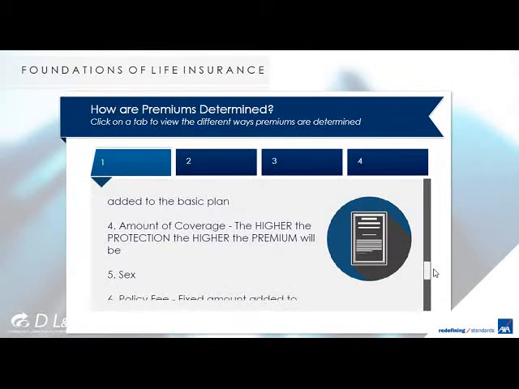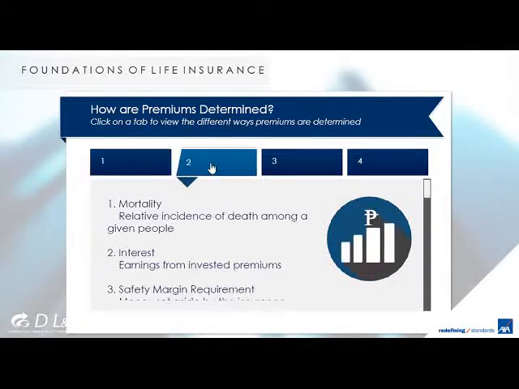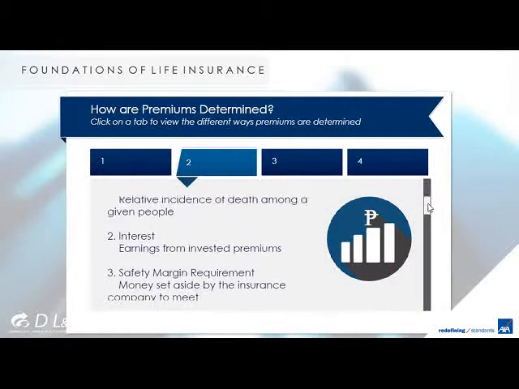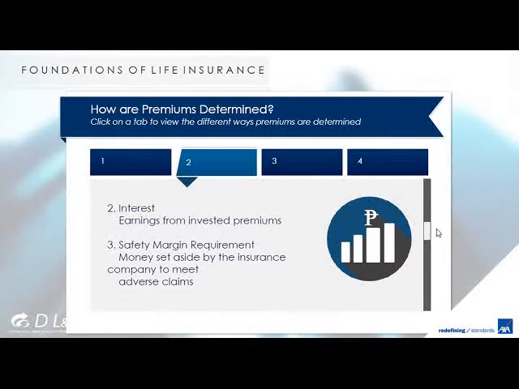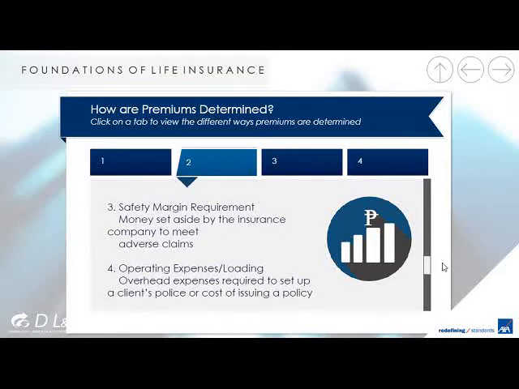Gross premium is equal to loading or operating costs plus the net premium, and the net premium is made up of interest and safety margin and mortality. What makes up a premium?